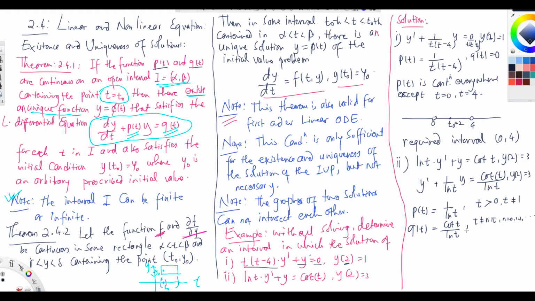Okay, and this will exist for negative n values, but negative n pi will give negative t values, and natural log doesn't like the negative values, right? Also, t equals 1 is not good too, right? So how do we decide these things?